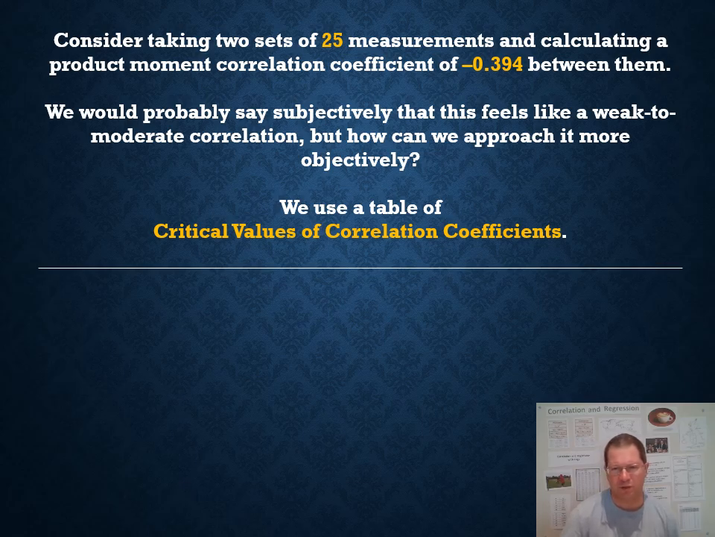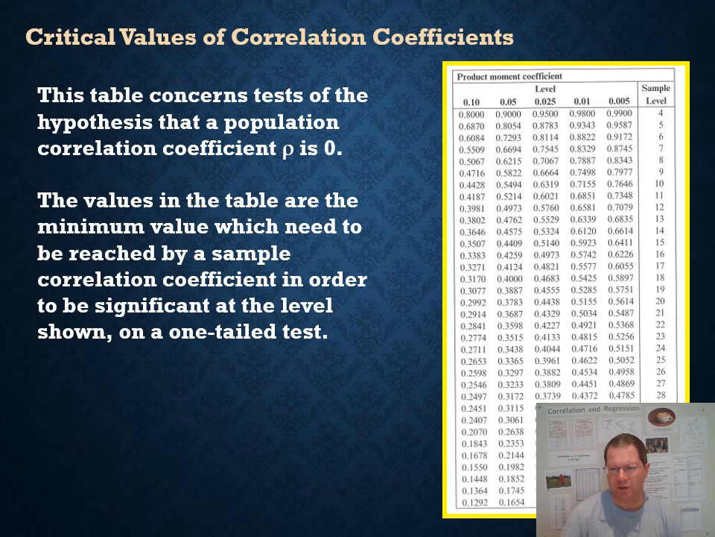Well, we use what is called a table of critical values of correlation coefficient. So this is what a critical value of correlation coefficient table looks like. It has 5 significance levels: 0.10, 0.05, 0.025, 0.01, and 0.005. And then down the right hand side, lots of sample levels. We were talking about a sample level of 25 measurements a minute ago.